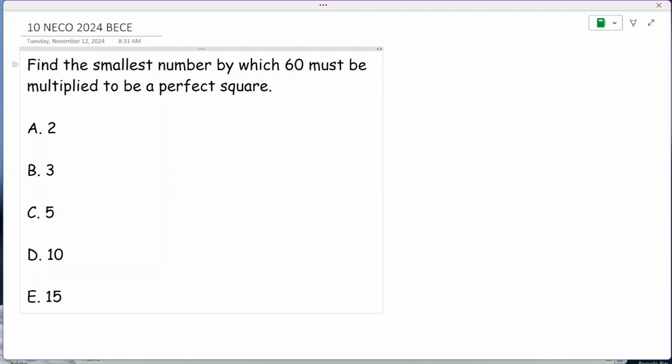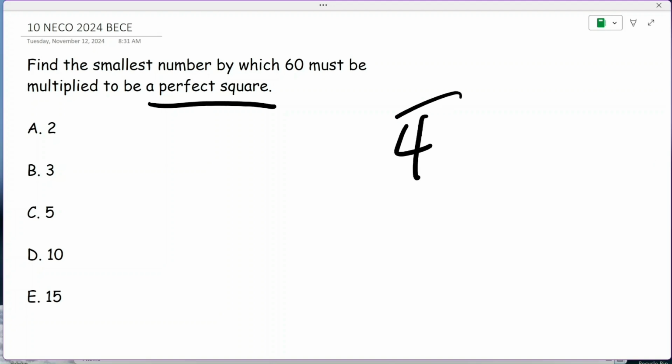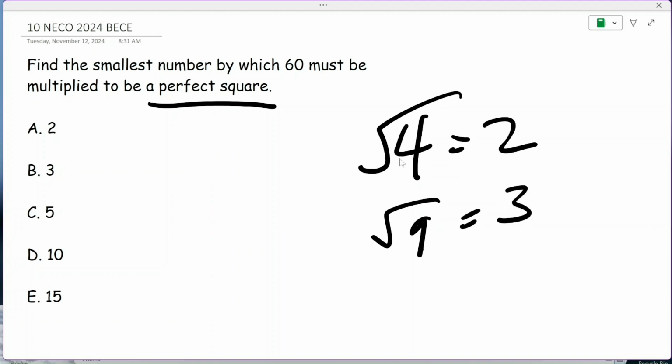Question 10 says, find the smallest number by which 60 must be multiplied to be a perfect square. First thing is, what's a perfect square? A perfect square is a number in which the square root is a whole number. Like the square root of 4 is 2, square root of 9 is 3. So these are perfect squares. 4 is a perfect square, 9 is a perfect square, same as 25.